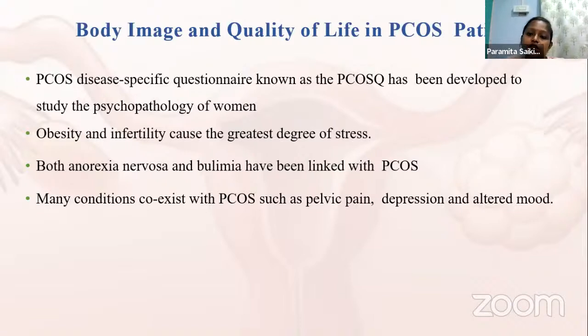Body image and quality of life in PCOS patients. A PCOS disease-specific questionnaire known as the PCOSQ has been developed to study the psychopathology of women. Obesity and infertility cause the greatest degree of stress. Both anorexia nervosa and bulimia have been linked with PCOS. Many conditions coexist with PCOS, such as pelvic pain, depression, and altered mood.